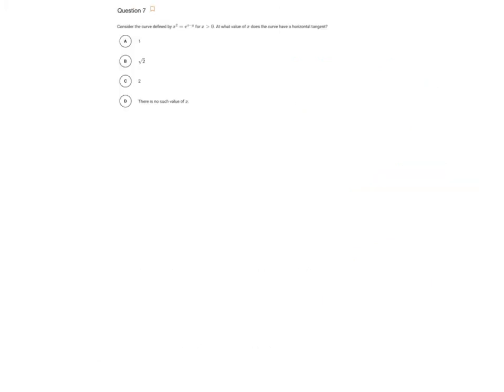Okay, so like always, when they ask for horizontal tangents, they want to know when the derivative is 0. So let me rewrite this. What value of x is a horizontal tangent? So we want to find y prime and then set that equal to 0 for a horizontal tangent. Okay, so let's do that. So take the derivative, and we'll do implicit differentiation.